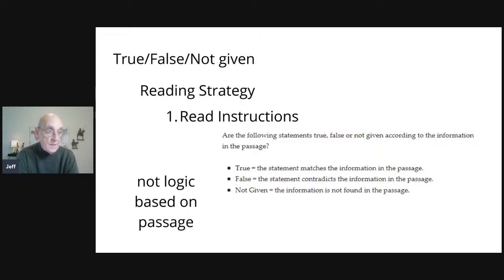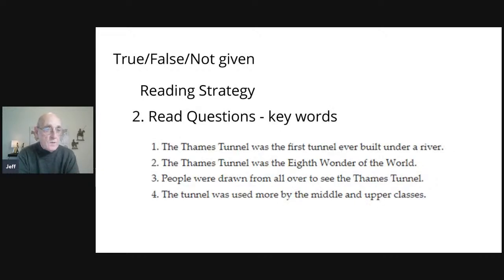And if you don't find either of these confirmations, only then is it not given. Okay, so then we go on to using our keyword strategy.